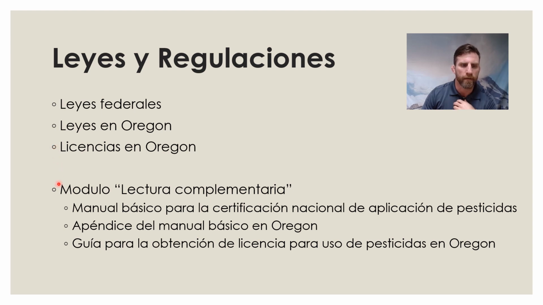And in your Canvas material under the module titled Supplemental Reading, you can find more information on these federal laws in the National Pesticide Applicator Certification Core Manual. You can find more information on the Oregon laws in the Oregon Core Manual Addendum, and then you can find more information on Oregon licensing specifics in the Oregon Pesticide Licensing Guide. So that's all within the supplemental reading folder of the course here.